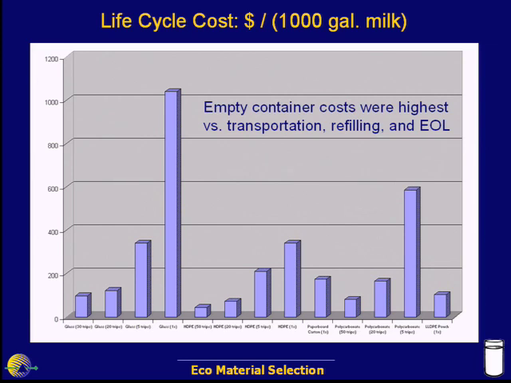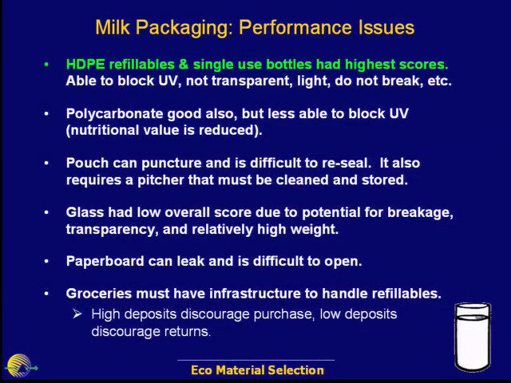Okay. Wonderful. So they are, as much as we tried to come up with equal use phase, we really don't have equal use phase. In terms of the customers that were surveyed during this investigation, the high-density polyethylene refillables and the high-density polyethylene single-use were the most preferable. They're able to block UV. They're not transparent. They are lightweight. They don't break if you drop them, etc. We probably all dropped one of these before.